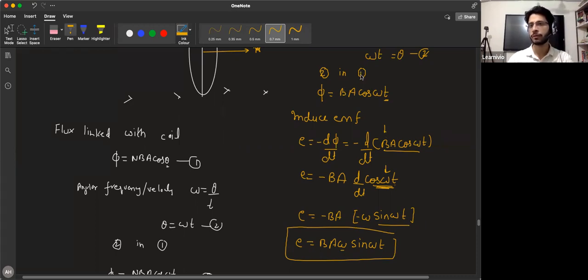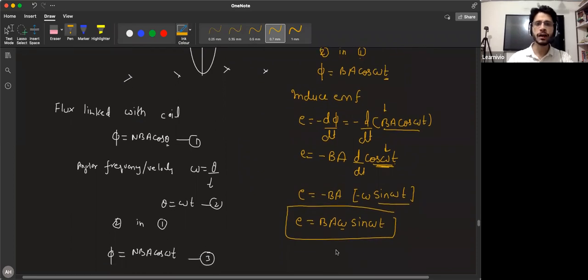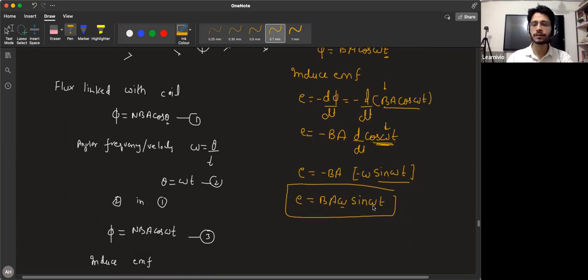Okay, Minashi doesn't have maths. Alia doesn't have maths. Minashi, Alia, and Arpit. Is it clear now? You're differentiating cos omega t, it's minus of omega sine omega t. So that is the EMF.